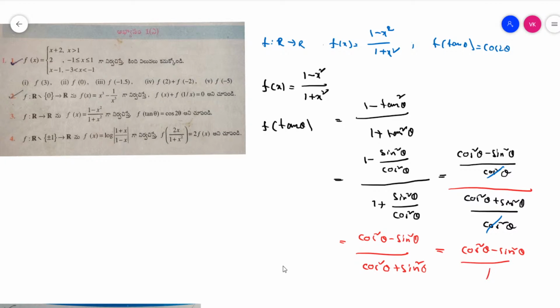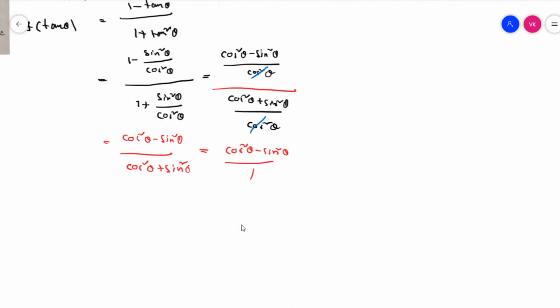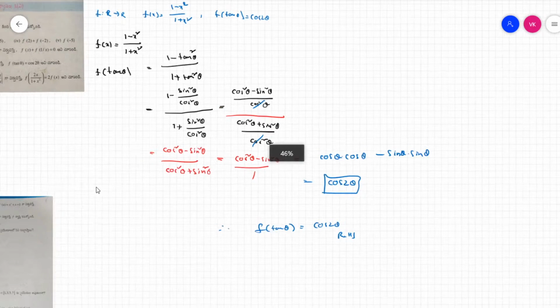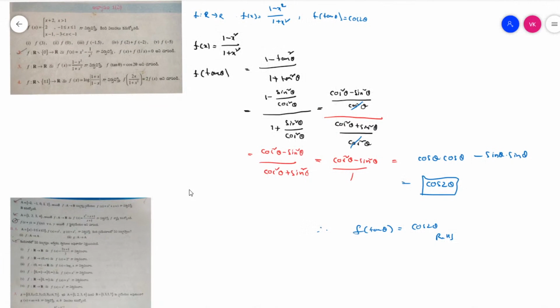Okay, let's go for another point here. We know that cos theta into cos theta is cos square theta, minus sin theta into sin theta is sin square theta. We can write this directly as cos 2 theta by way of the formula cos of a plus b is equal to cos a cos b minus sin a sin b. Then we can write cos 2 theta. That is the answer. So f of tan theta is equal to cos 2 theta. It is RHS. Hence proved. Okay, this is the answer for the third one.